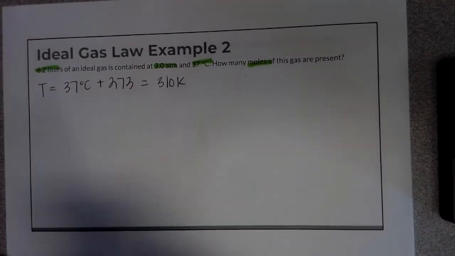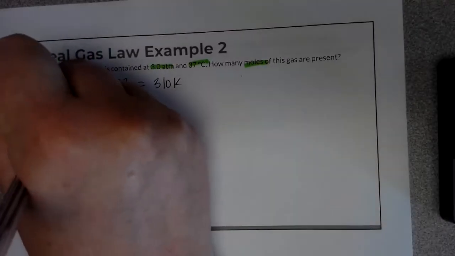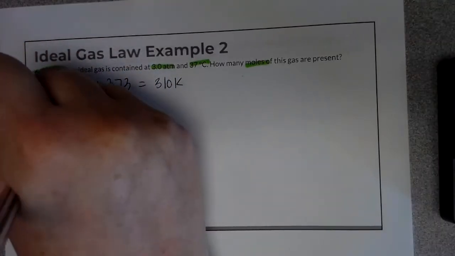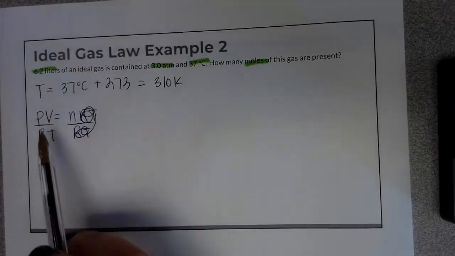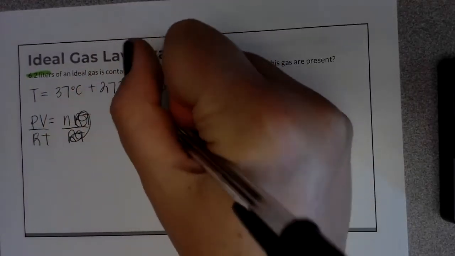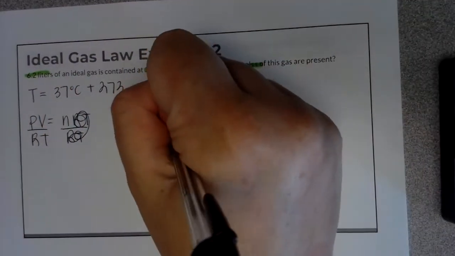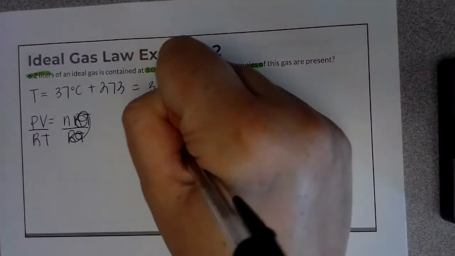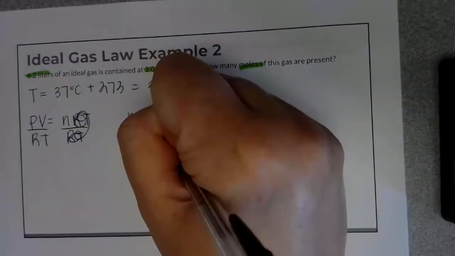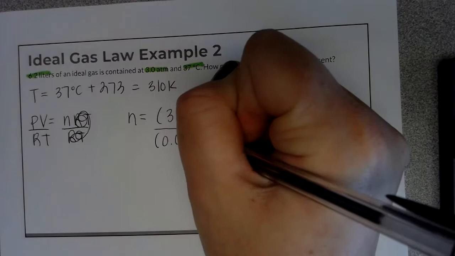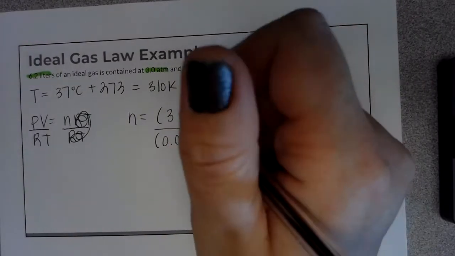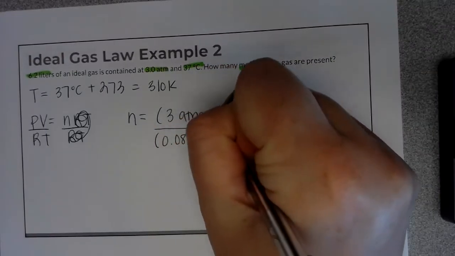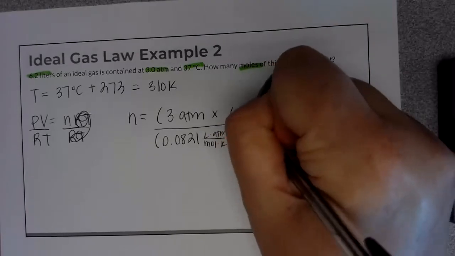All right, so we're solving for n. Again, PV equals nRT. Solving for n, I divide by RT on both sides, so n equals PV over RT. Pressure was 3 atmospheres times my volume of 6.2 liters, divided by the R value again, which was 0.0821 liters times atmospheres per mole times Kelvin, times my temperature in Kelvin, which is 310 K.